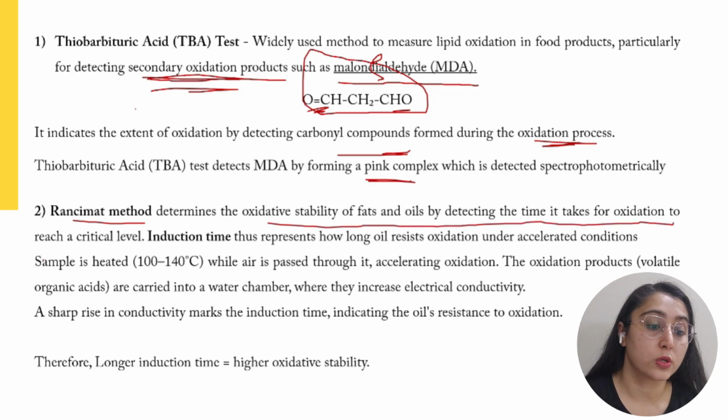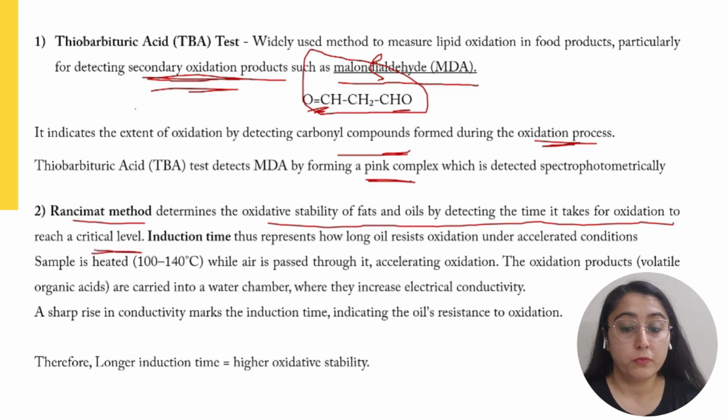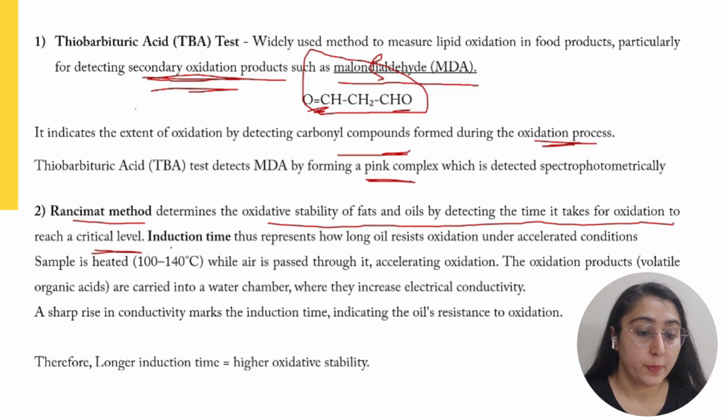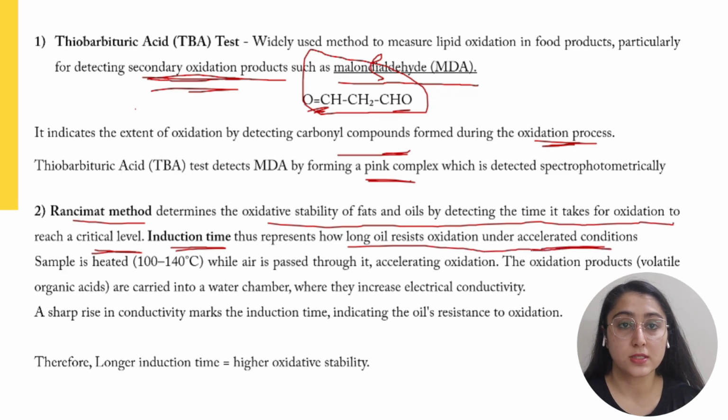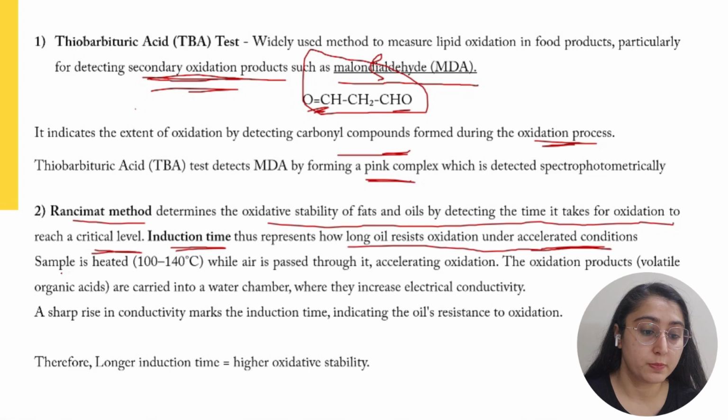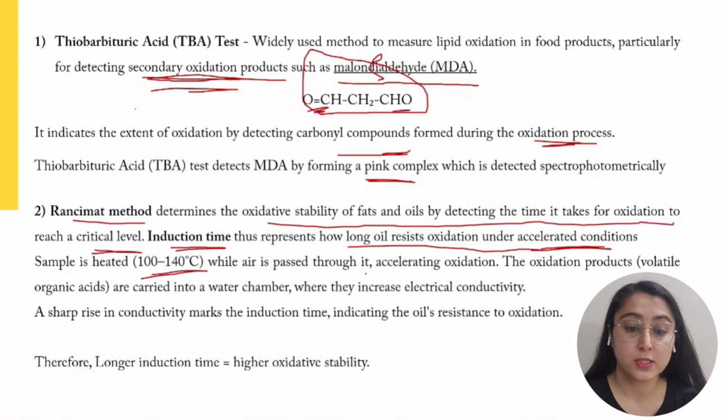Next is the Rancimat test, which determines the oxidative stability of fats and oil by detecting the time it takes for oxidation to reach a critical level. Now, in order to determine at what particular time the oil will reach a critical level, induction time is calculated by how long oil resists oxidation under accelerated conditions. So this test is done in accelerated conditions by heating the oil at 100 to 140 degrees Celsius while air is passed through it.